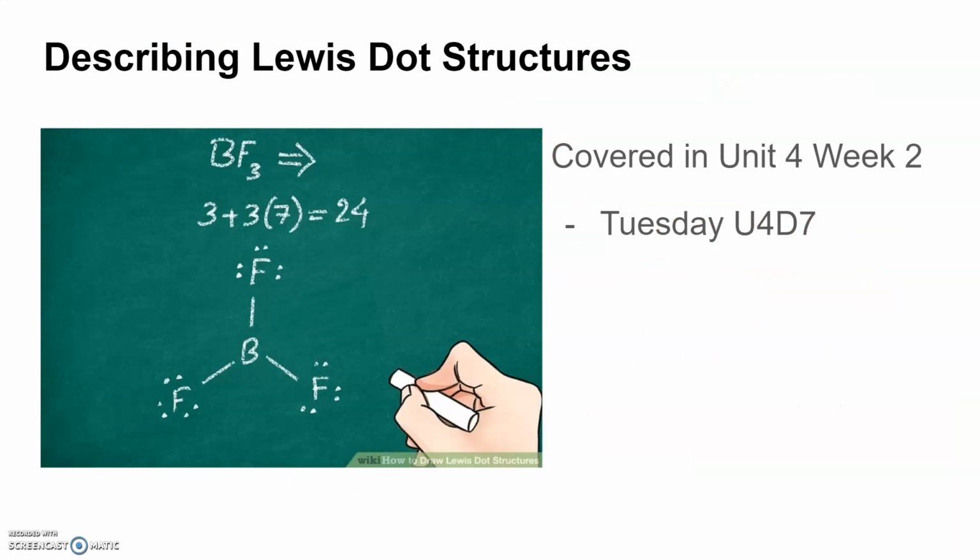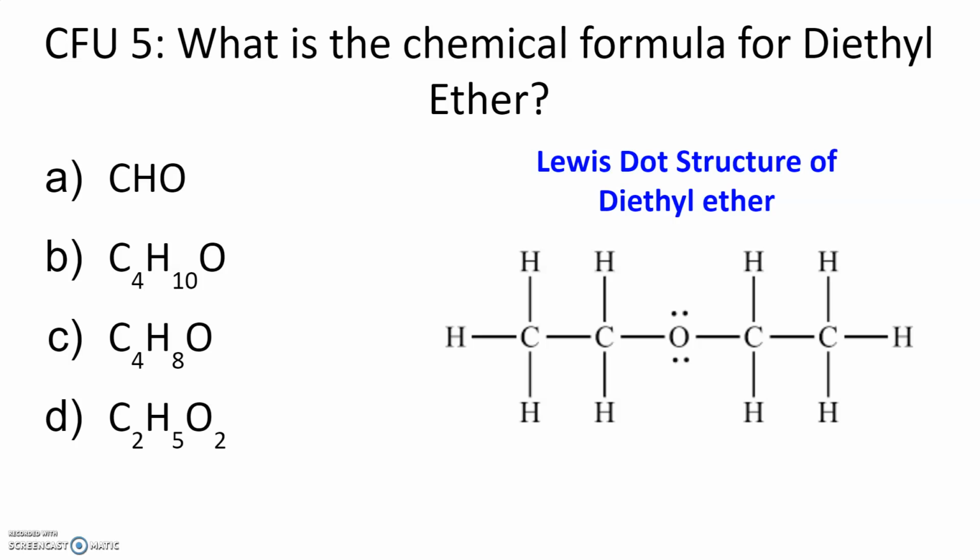Okay, so we looked at how to determine something as a metal, ionic, or covalent, and how to predict their properties based on that. So now we're going to go into describing Lewis dot structures. This was covered in Unit 4, Week 2, Tuesday's folder. All right, this is a primer question, so it doesn't count, but give it a go. What is the chemical formula for diethyl ether? Pause the video now, and when you press play again, the answer will be revealed.